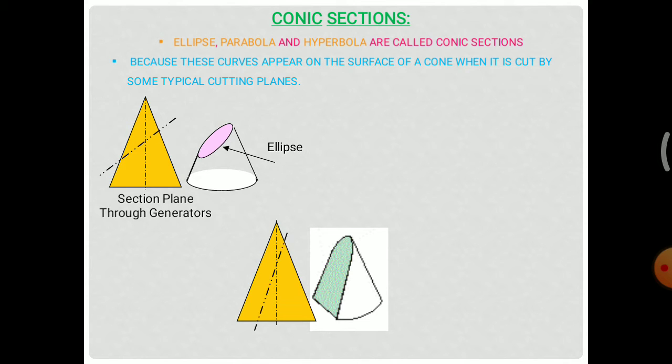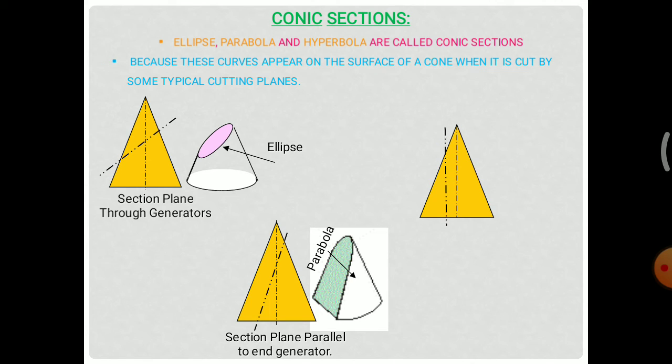Next, when it cuts through one of the generators and the axis, so there you can see it is cutting only one of the generators and the axis, it becomes a parabola, which you can see in light green color. The section is cut parallel to the end generator. Only one generator is cut through, and the other generator is parallel to the section plane. It is formed as a parabola.